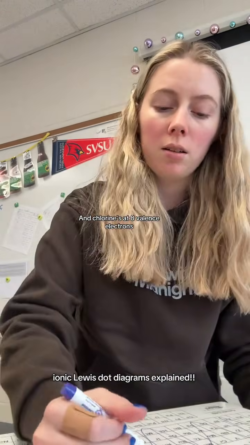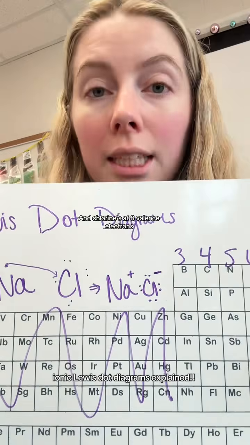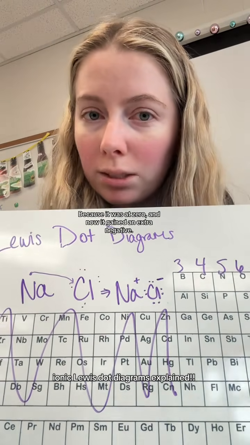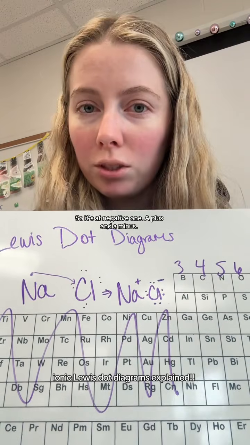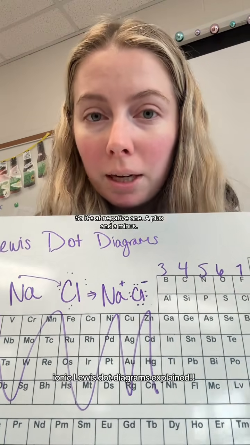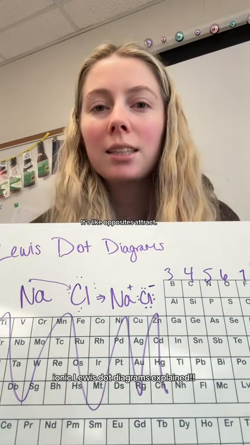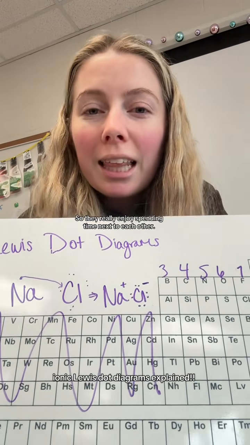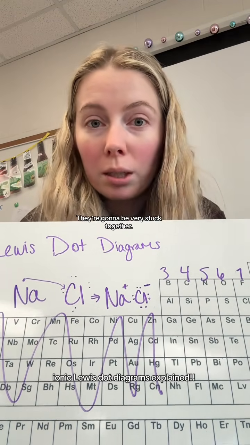And chlorine's at 8 valence electrons, and it has a -1 charge. Why? Because it was at 0, and now it gained an extra negative, so it's at -1. A plus and a minus, they really love to be by each other. It's like opposites attract. So they really enjoy spending time next to each other. They're going to be very stuck together.